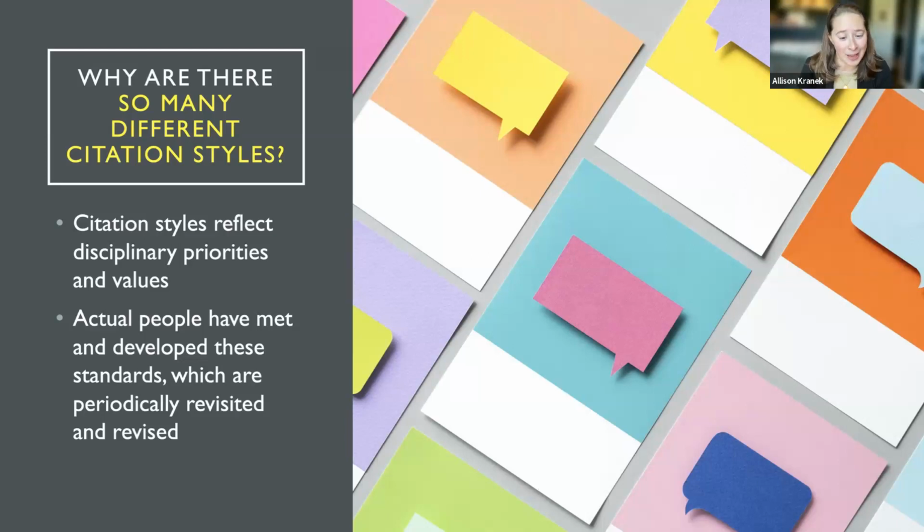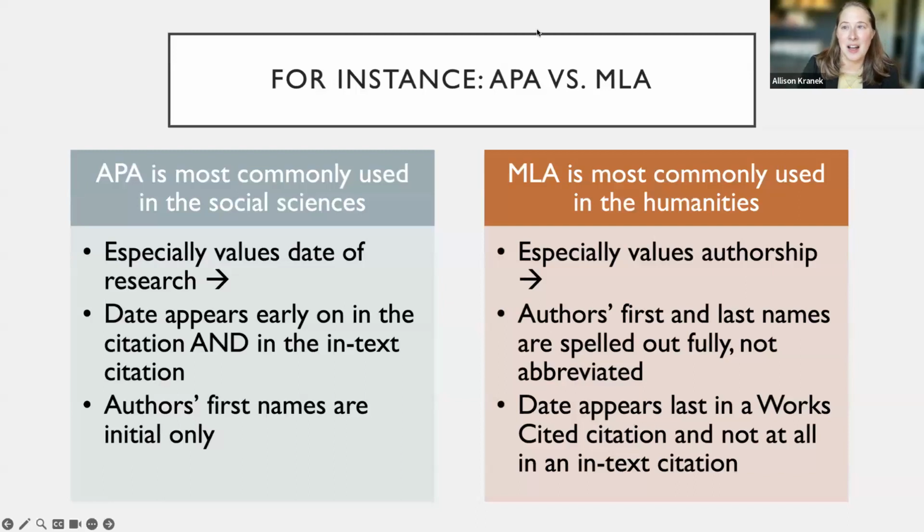But at least for APA, we're currently working with the 7th edition, which is the most recent style that has come out. Just as an example of this sort of disciplinary difference in citation practices, I want to share a quick example from APA as well as MLA to give you a sense of these disciplinary values and how they actually materialize in our citations.